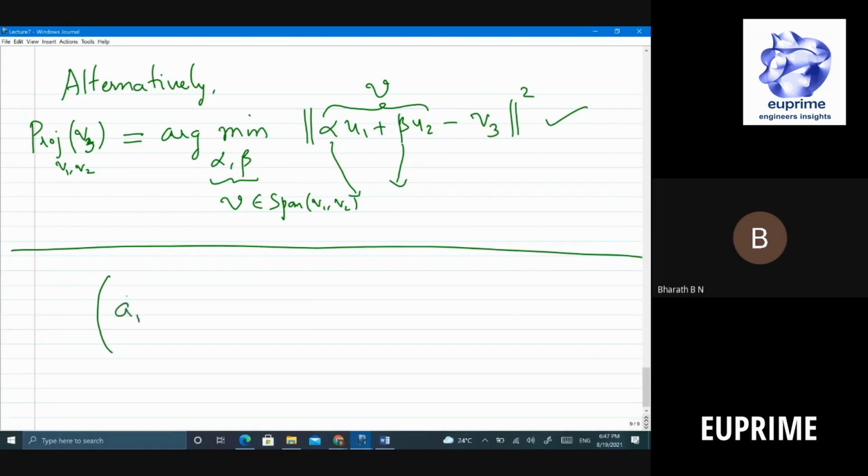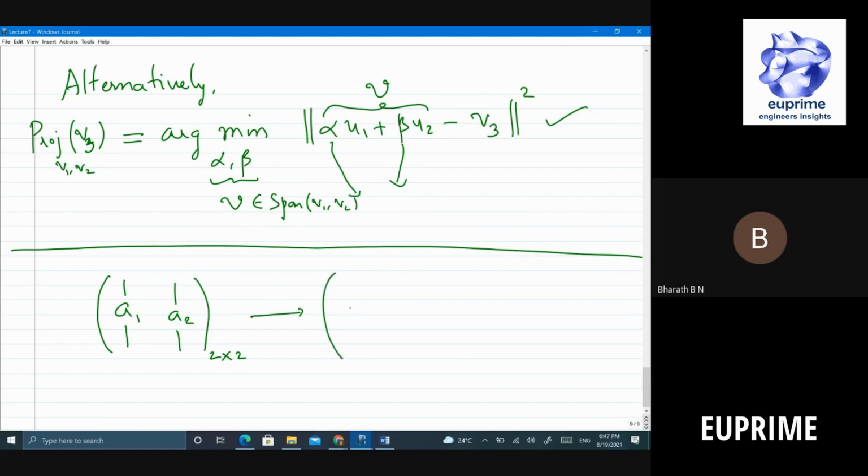Okay, so let me call this A1, this is A2. This is a 2 cross 2 matrix. What do I do? Suppose I do Gram-Schmidt. What happens to this? What is the first step?